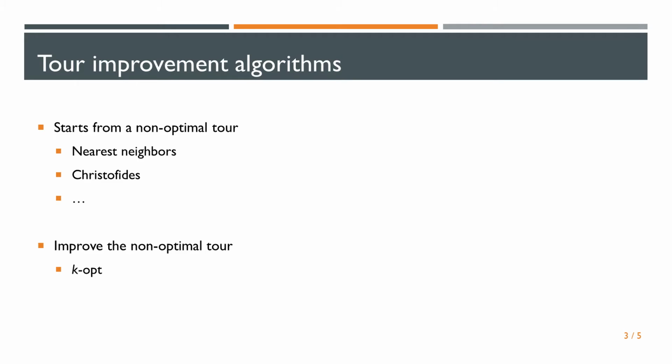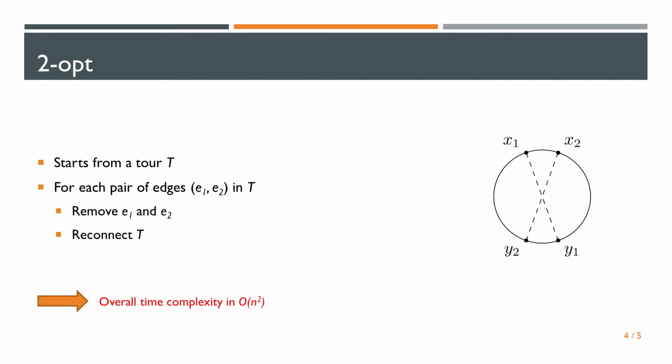Well-known heuristics solving this problem are the tour improvement algorithms. They start from a non-optimal tour and improve it iteratively with, for instance, the k-opt algorithm. The heuristic works as follows. It starts from a tour T, and for each pair of edges e1 and e2 in T, it removes the two edges and then reconnects T with two other edges.